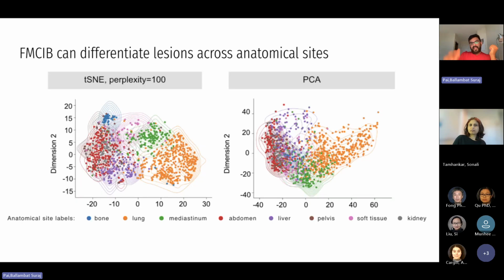But yeah, another image here to show you that looking at these representations and trying to understand where they come from in terms of anatomical site, the model is actually able to capture pretty decently. So you can see lung lesions versus mediastinal lesions. And you can see this even to some extent with a very simple PCA, but very definitely so in a t-SNE plot as well.